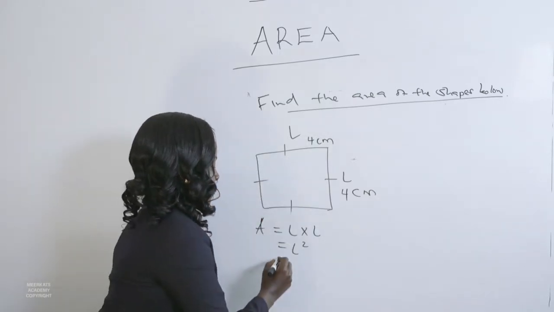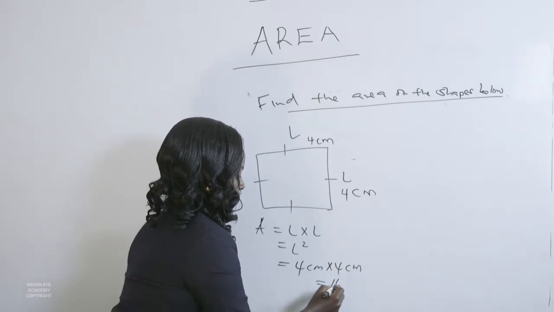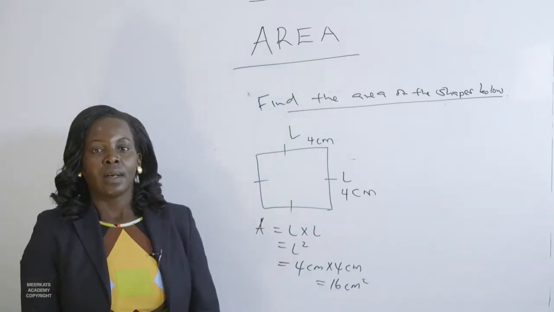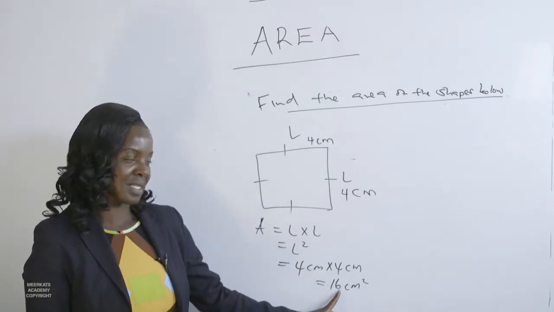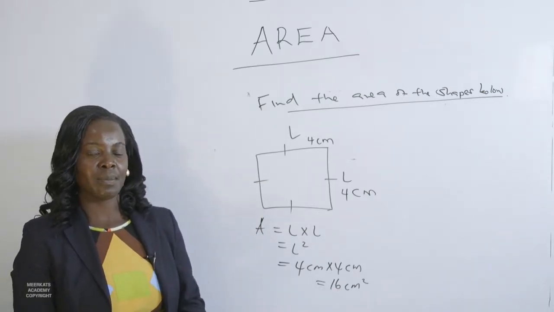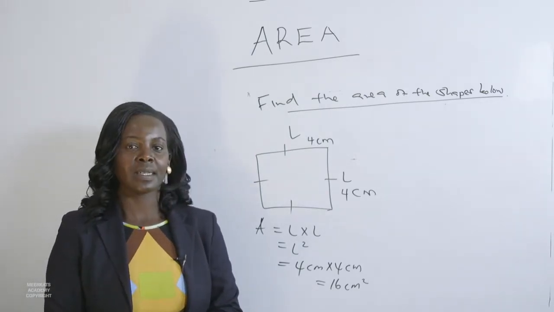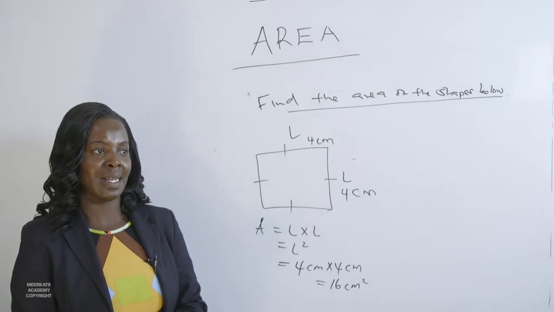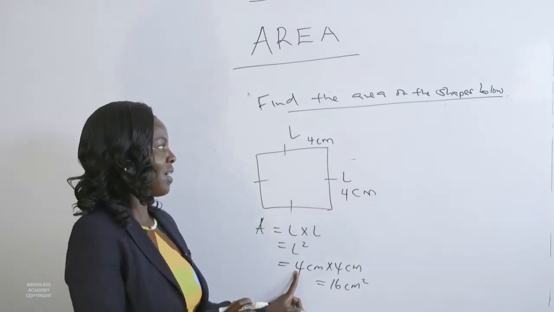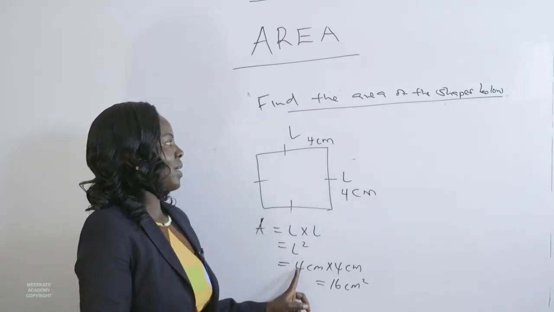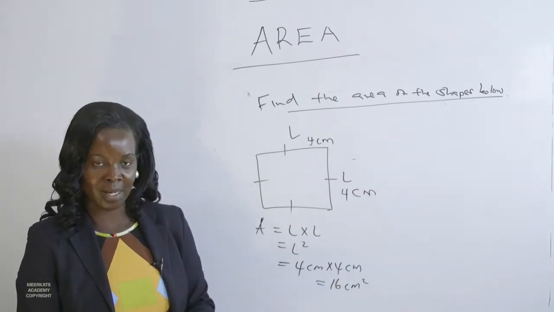In our case, length times length is 4 times 4, which will be 16 square centimeters. So the formula for calculating the area of a square is L times L, which is L squared. What we are supposed to do when we get here is to substitute the value of our L, which is 4, and then 4 here, and it will give us 16 if you multiply using a calculator.